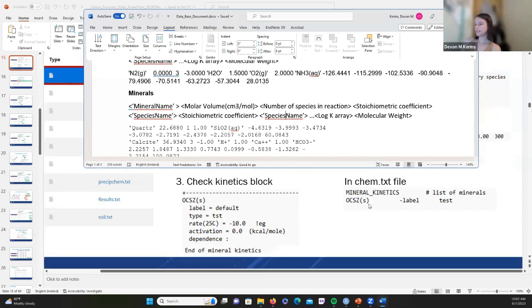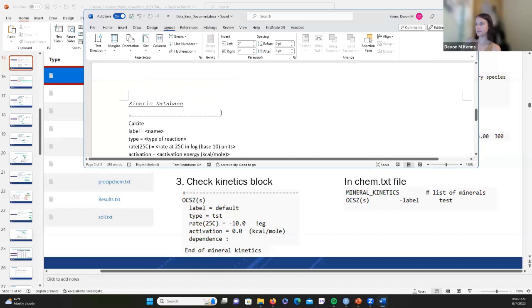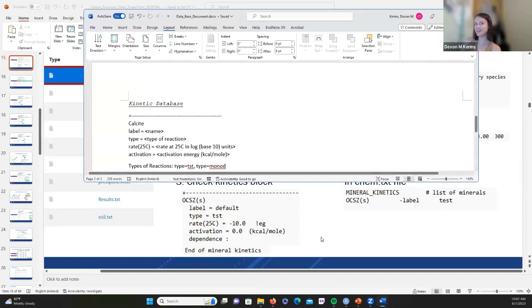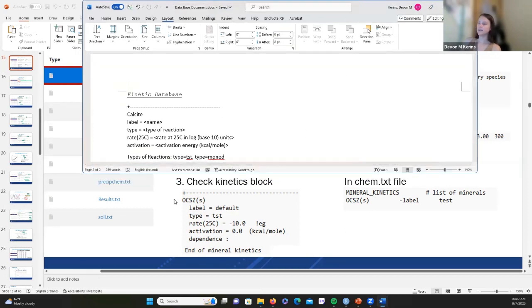The last thing to check in our database file is our kinetics block. Again, I'll just keep this up so we can compare what everything means on our cheat sheet to what we're looking at in our model. The first part here is, again, the model will look for the solid phase in this kinetics block. Again, it'll all say end of mineral kinetics so that you can find it in the database, and anything above that will be our mineral kinetic blocks. In the chemistry file, we've told it to look for this solid phase. So it'll look here. We've told it to look for solid label test.